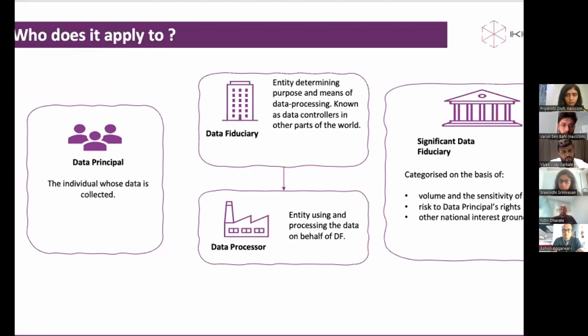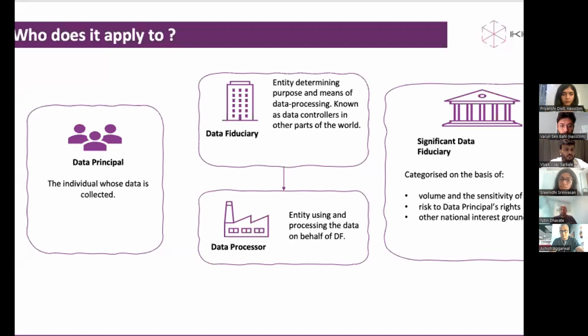Any individual is a data principal. There is a data fiduciary on whom the entire force of the law is applicable. The data fiduciary is really the entity calling the shots with respect to the data. They're determining the purpose and means. These are entities which are known as data controllers around the world, but we've called them fiduciary. But in effect, it's the same understanding. They have control and discretion over how that data is to be used.